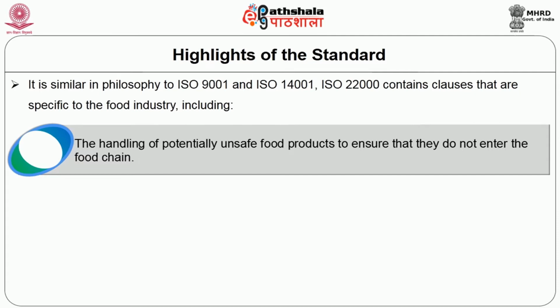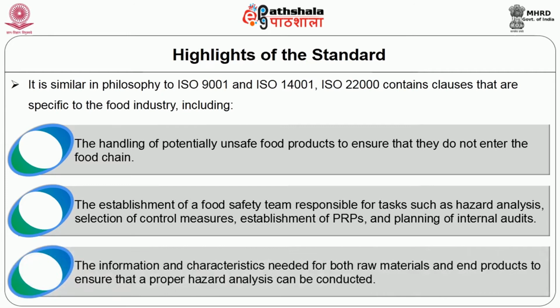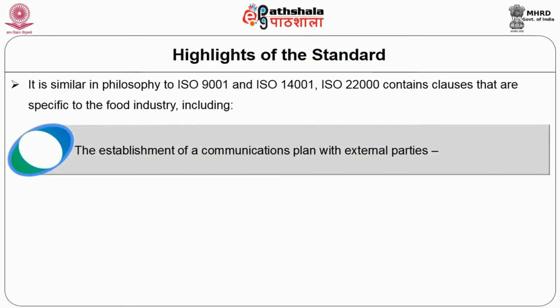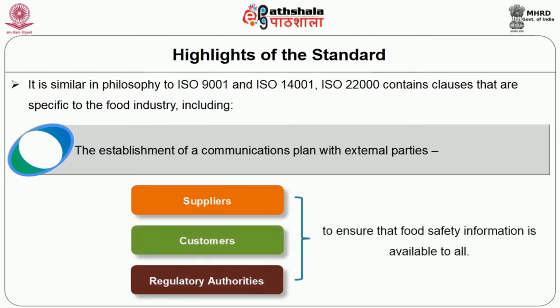the handling of potentially unsafe food products to ensure that they do not enter the food chain, the establishment of a food safety team responsible for tasks such as hazard analysis, selection of the control measures, establishment of PRPs and planning of internal audits. The establishment of a communication plan with external parties such as suppliers, customers and regulatory authorities to ensure that food safety information is available to all.